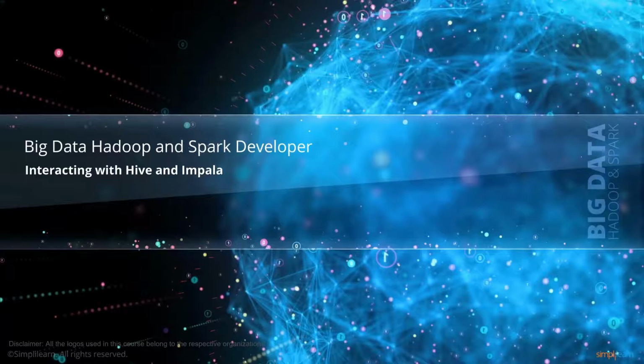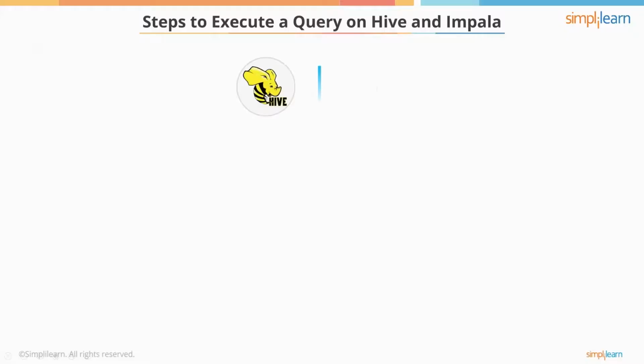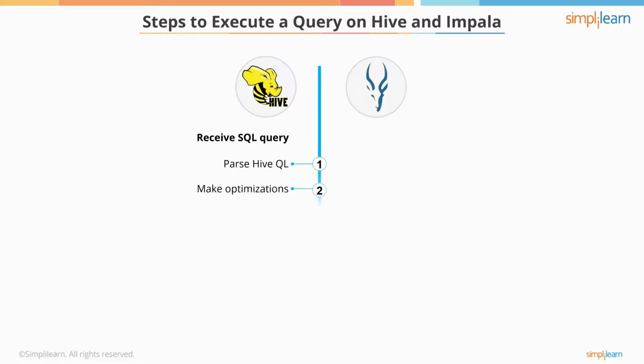So in the next section of this lesson, we'll learn about interacting with Hive and Impala. We will see how the queries are executed and what steps need to be taken to execute your SQL, and how you can use various interfaces. When we compare the steps that the processing engine needs to take to execute SQL queries, the first three steps are very similar for both Hive and Impala.